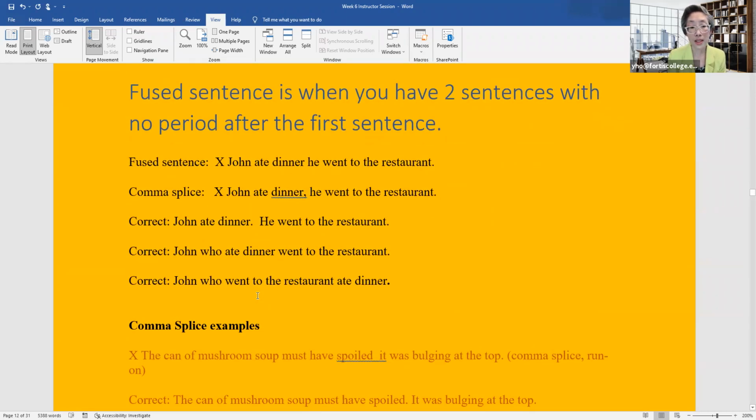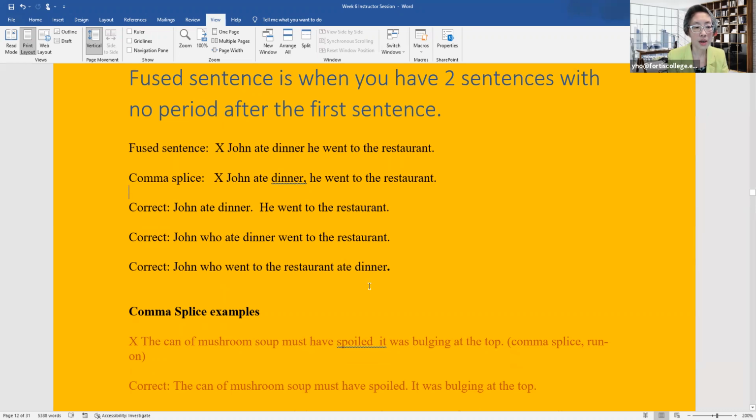A fused sentence is when you forget to use your period and you just say, John ate dinner he went to the restaurant. Where's your period? A comma splice is when you use a comma unnecessarily. So when you want to correct the sentence, John ate dinner, period, he went to the restaurant. Or you can have a dependent complex sentence. John, who ate dinner, went to the restaurant. John, who went to the restaurant, ate dinner.